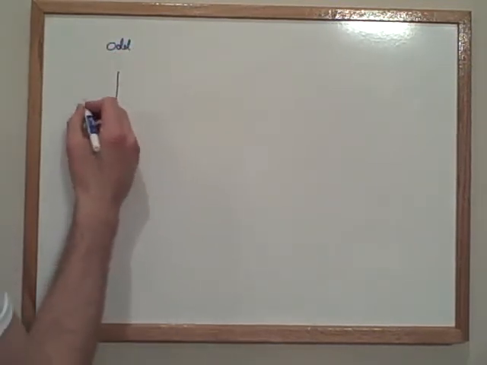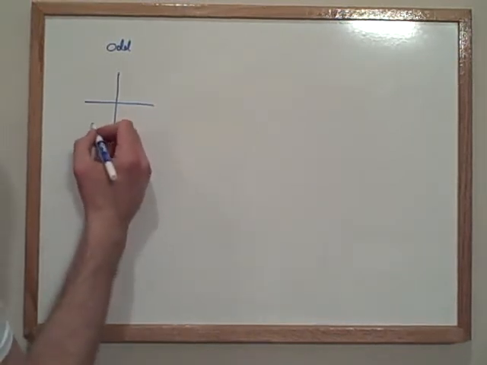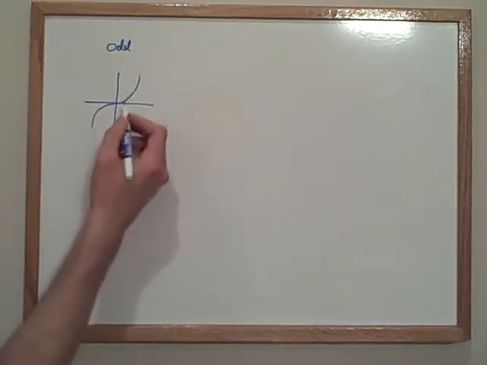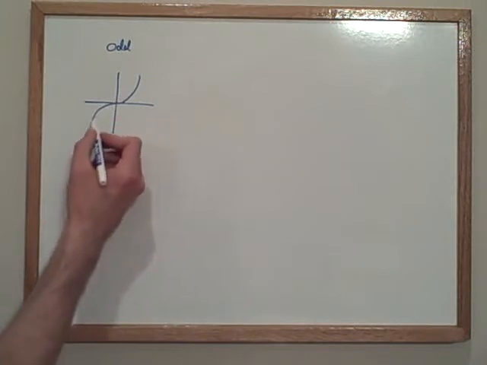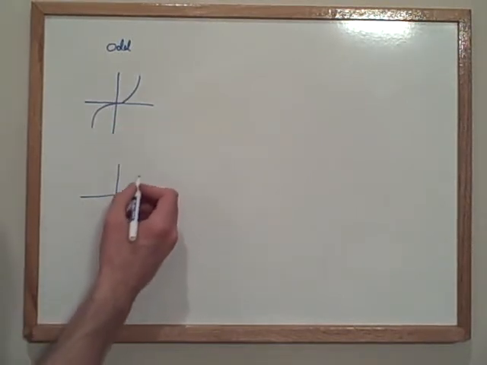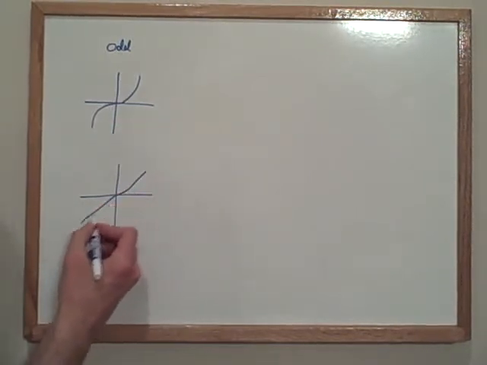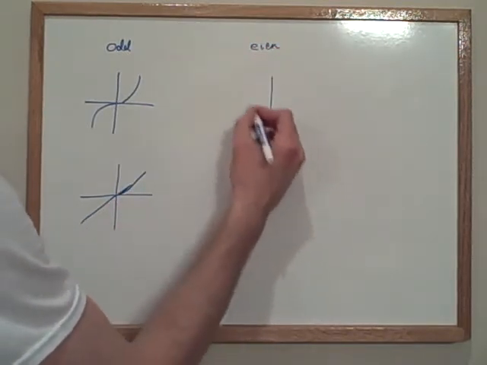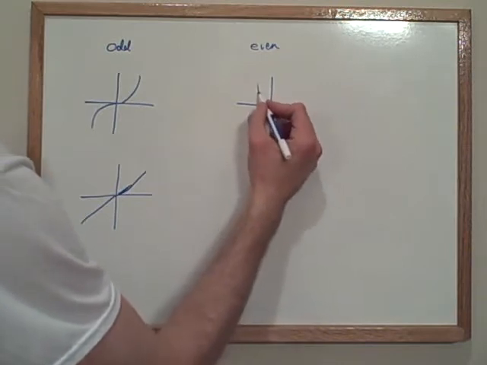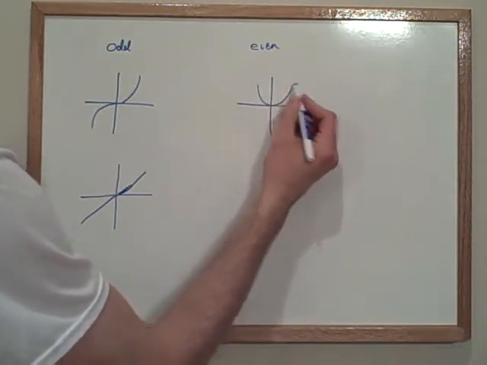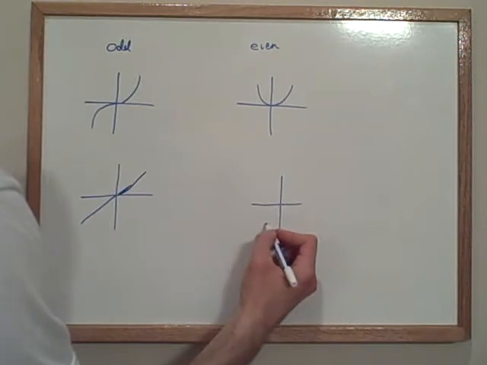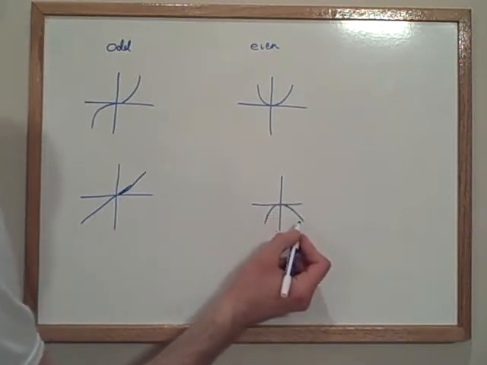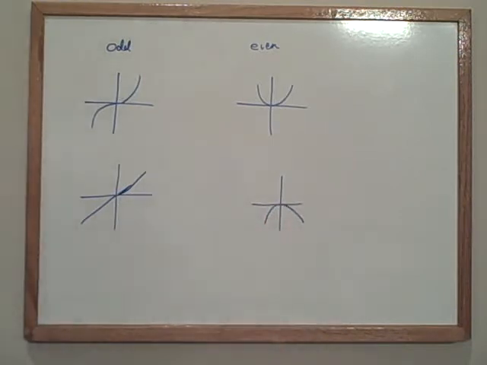Odd functions, this is not an all-inclusive list, but they look like this. Basically, whatever you have going up here, you have going down over here. Or they'll go like this. That one should have been a straight line. Even functions, on the other hand, are going to be like that. Or like that. Now, I just drew power functions. An actual even function may not go through the origin.